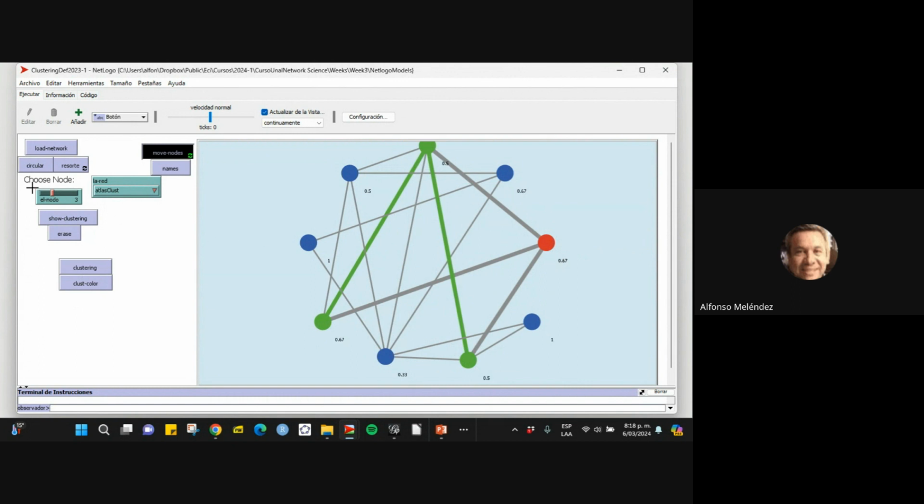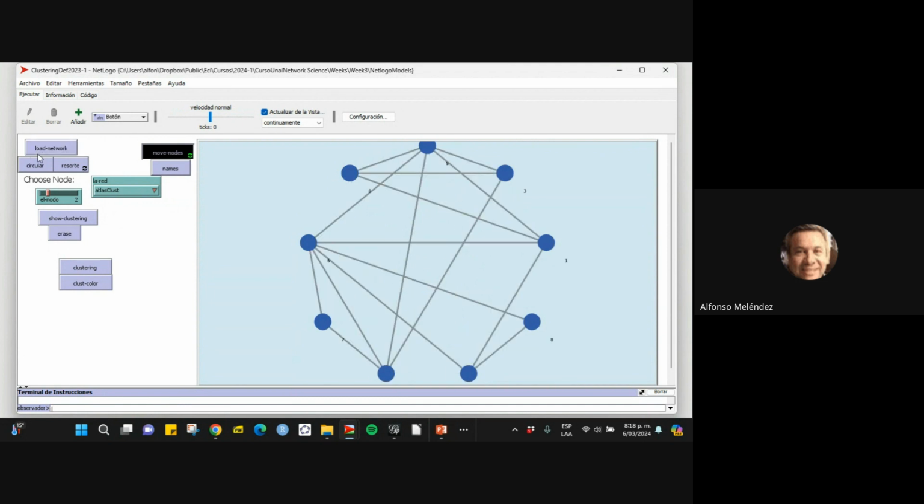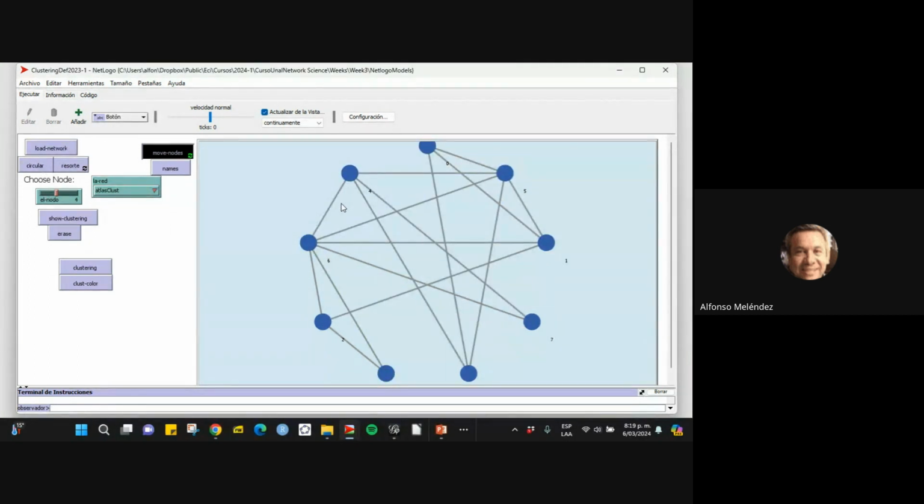Let's do another example. Another node. I'm going to load the network again. I'm going to choose node 5. No, it's very complicated. Node 2. What is the clustering coefficient of node 2? By the chat, you could tell me, or if you want me to explain it again, I could explain it again.